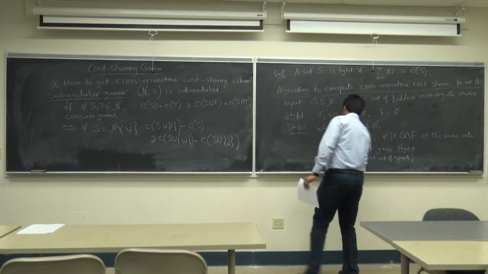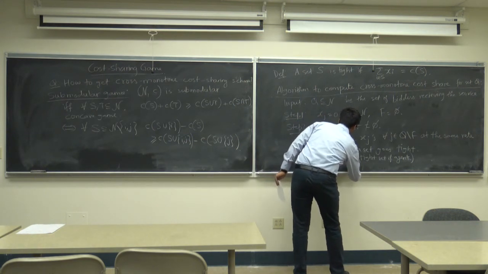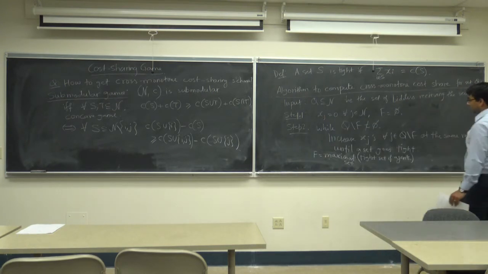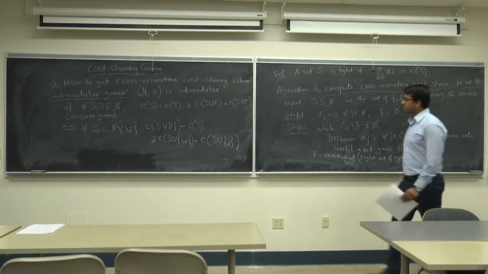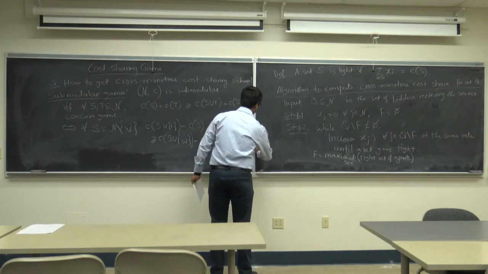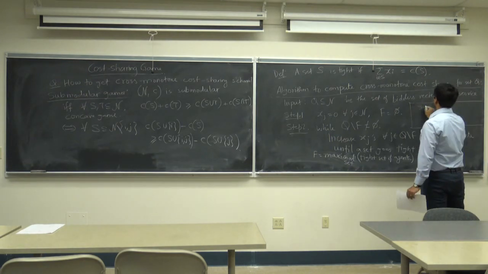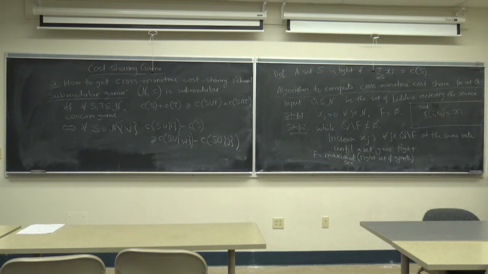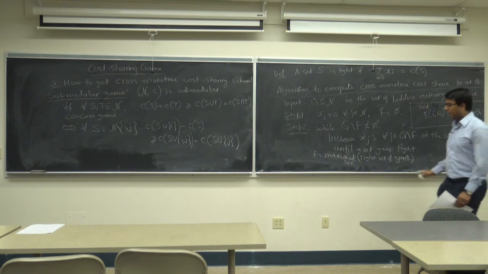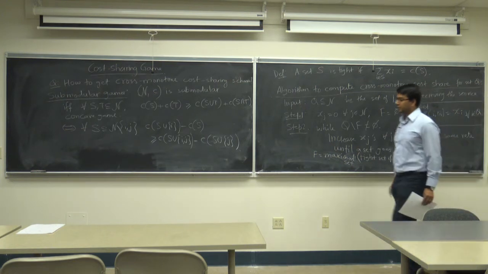So let me just write F as F equals maximal set of tight set of agents. Okay, so that includes the union of all the tight set of agents that you have seen until now. And then you will set C, I comma Q, to be equal to xi for all I in Q. Okay, and the theorem is that this C that you have found from this process is actually a cross monotone cost sharing scheme.